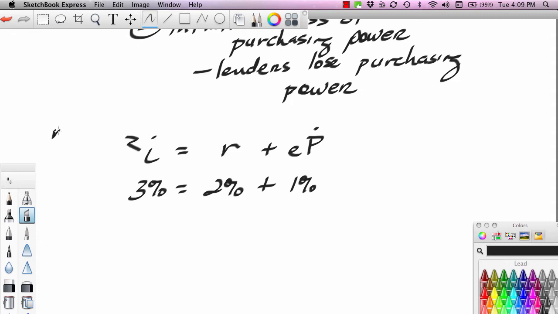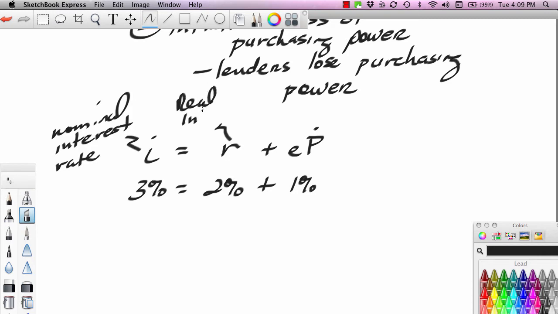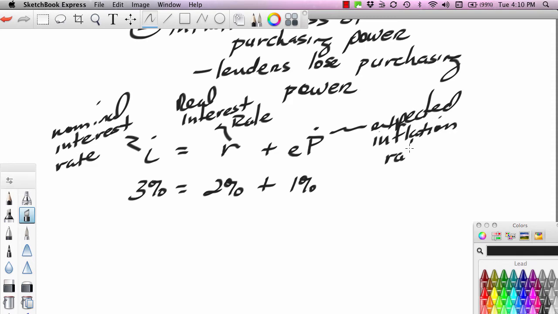So I is what we call the nominal interest rate. It's what's advertised. R is what we call the real interest rate. And this P dot is called the expected inflation rate. Okay? Now you can reorient this. You could actually say that I minus the actual inflation rate equals the real rate.